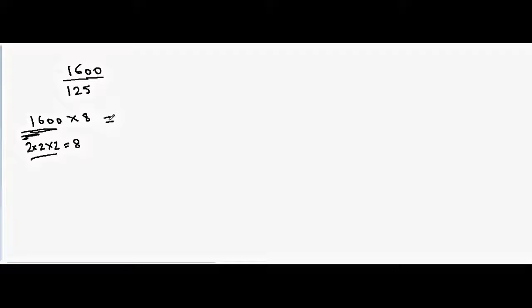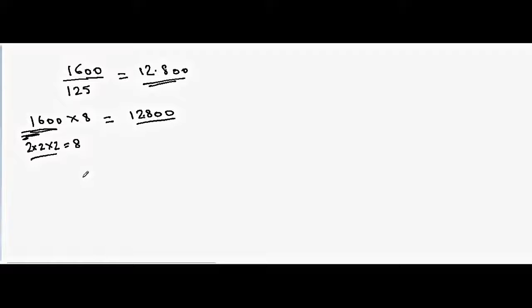So what is 1600 into 8? It's easy. 16, we already know 16 into 4 is 64, so 16 into 8 is 128, and then we put two zeros in the end, and we put a decimal after three digits. So the answer will be equal to 12.800.